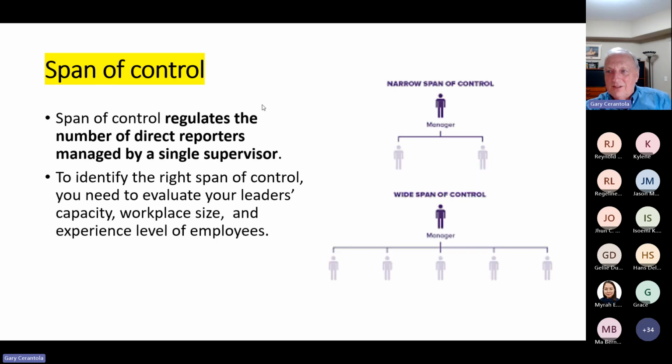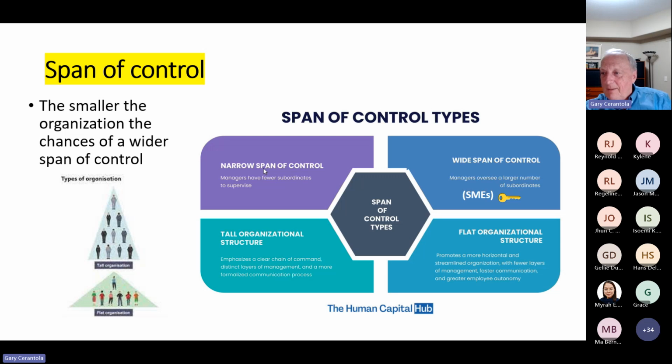Okay, span of control. I think I've talked a lot about that. You can see a narrow span of control, where the ratio is 2 to 1 of manager to employee, 2 direct reports to 1 manager, and a wider span of control is 5 to 1 in terms of direct reports to a manager. Okay, so that's how that works.